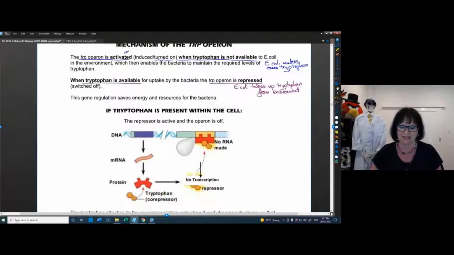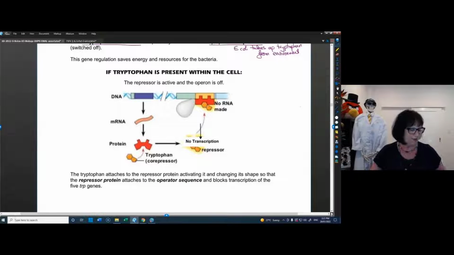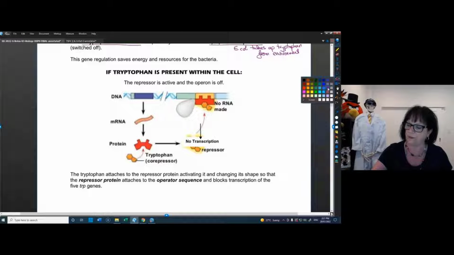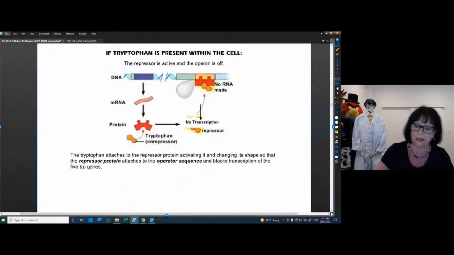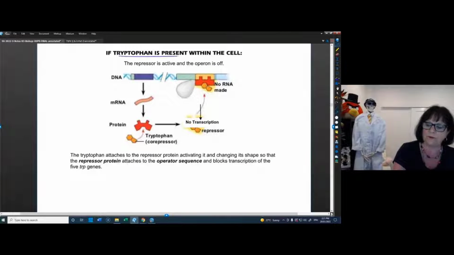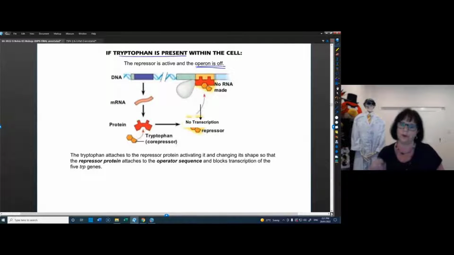So it doesn't need to be wasting all that energy in making its own tryptophan because it only needs what it needs. So to look at how this on and off scenario works is to understand these sort of pictures, if you like, here. All right, so first of all, the first scenario, I want to use the blue. The first scenario is when tryptophan is present. In other words, we want the operon turned off.